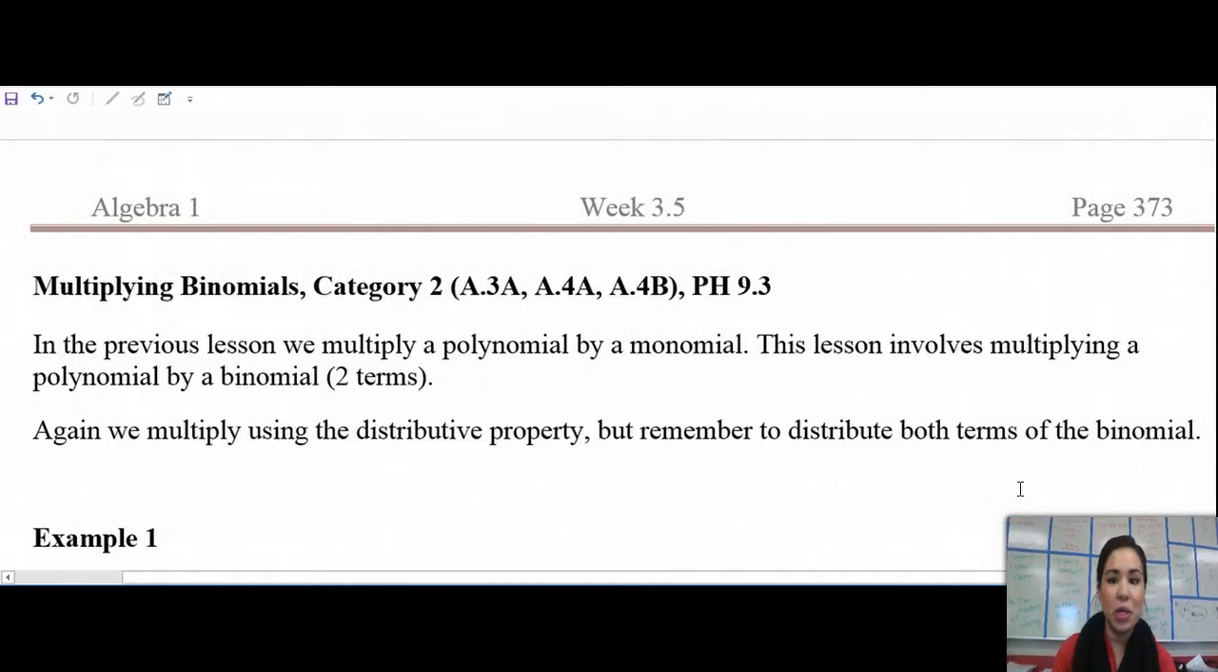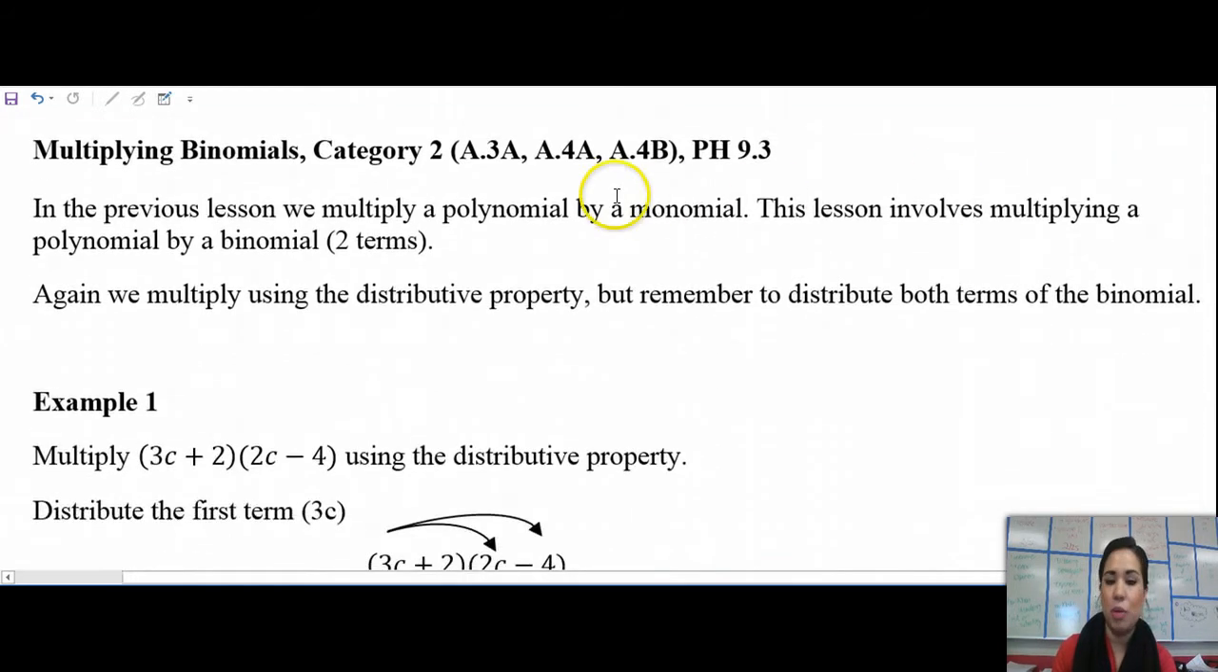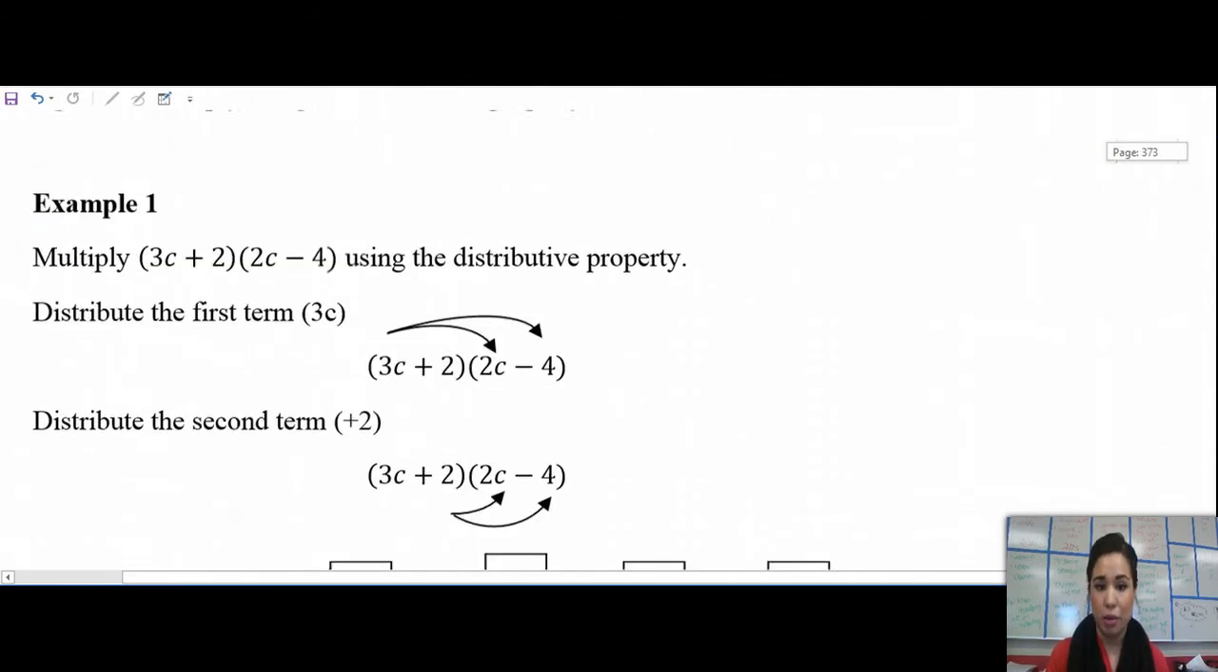Hi guys, in this video we're going to look at how we multiply binomials. So we've already been seeing how to multiply a polynomial by a monomial, which is one term, a monomial, times a polynomial, which has more than one term. In this one we're going to look at how we multiply things that have two terms together.